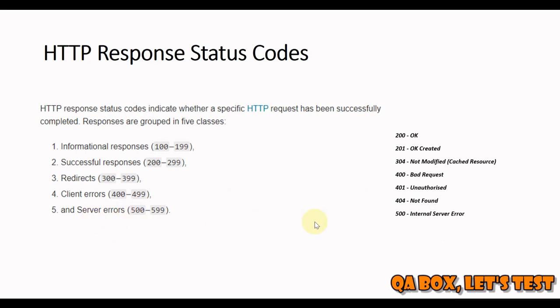Server errors, 500 to 599, are internal server errors. When something breaks on the server side, then you get this, which is very bad, and we have to handle all such exceptions.